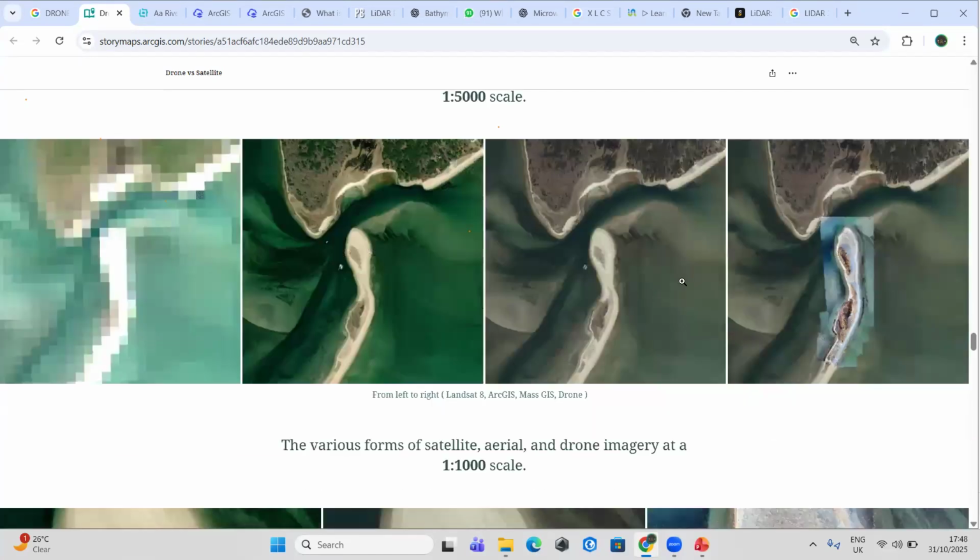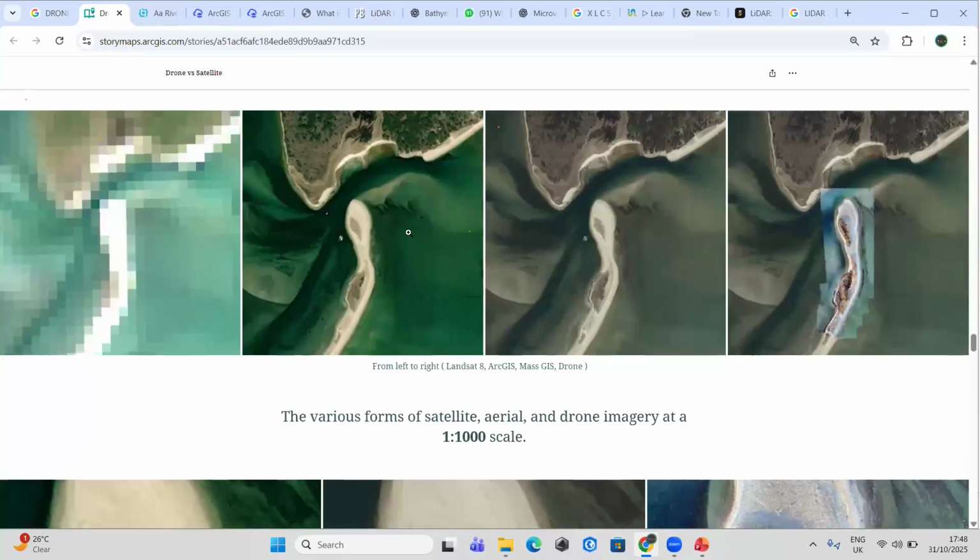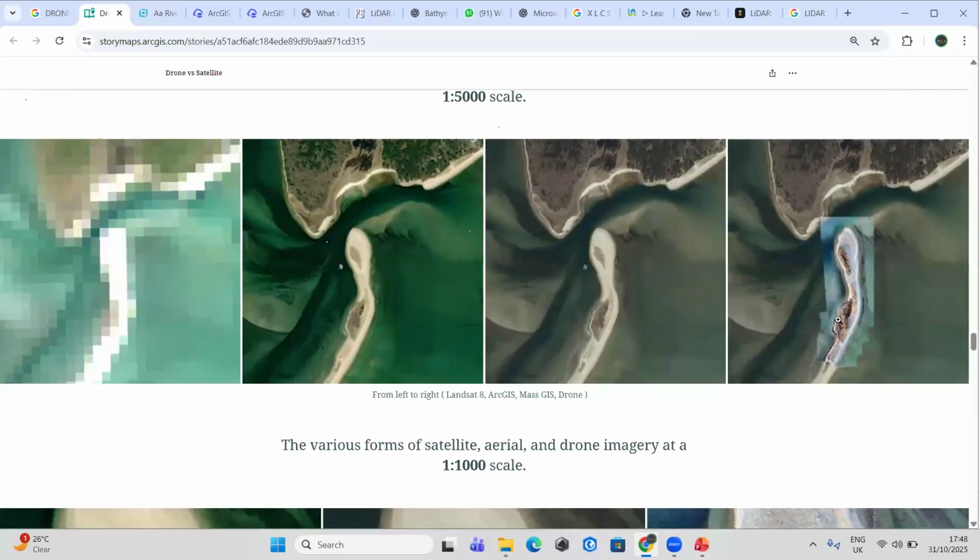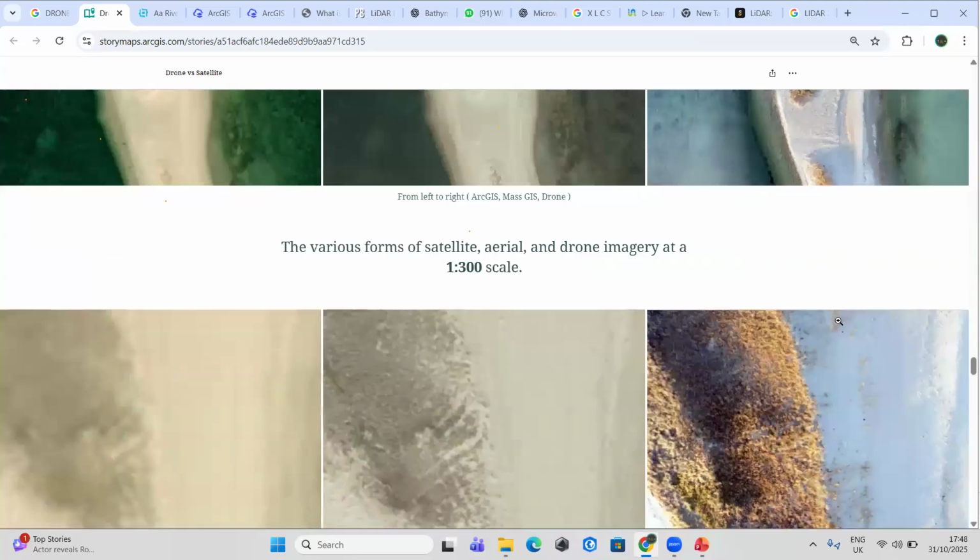So again, examples with different scales. In Landsat, you have it like this. In drone, you can take a good imagery.